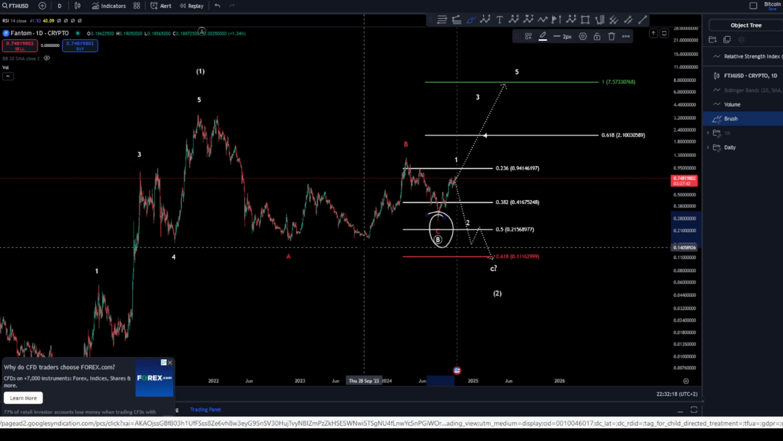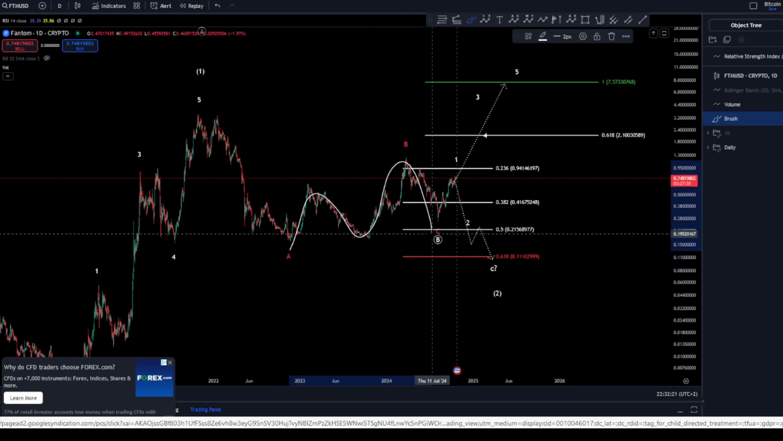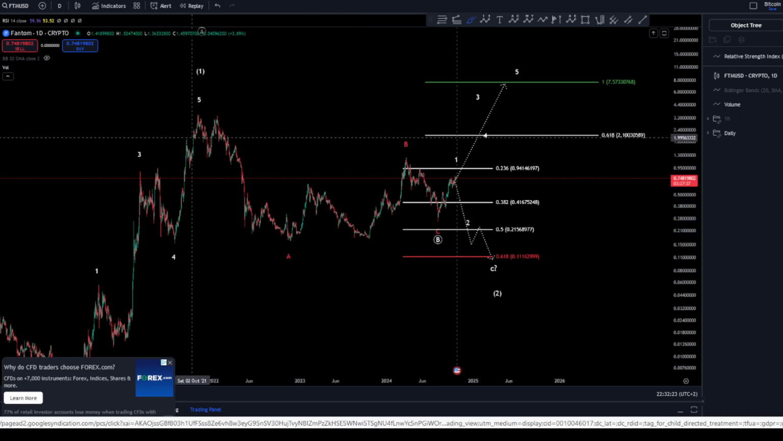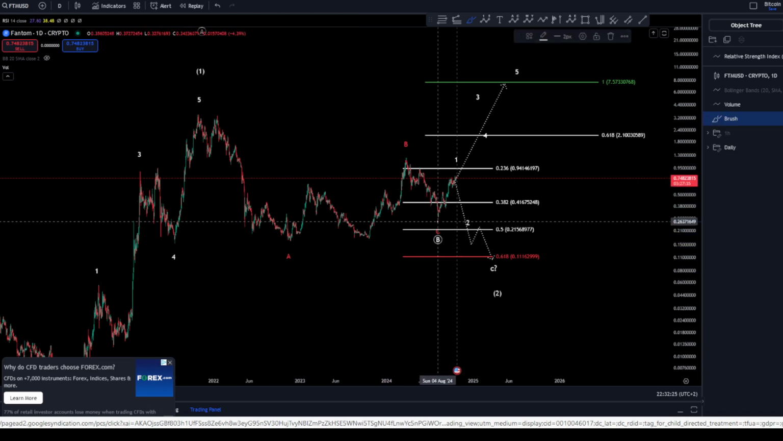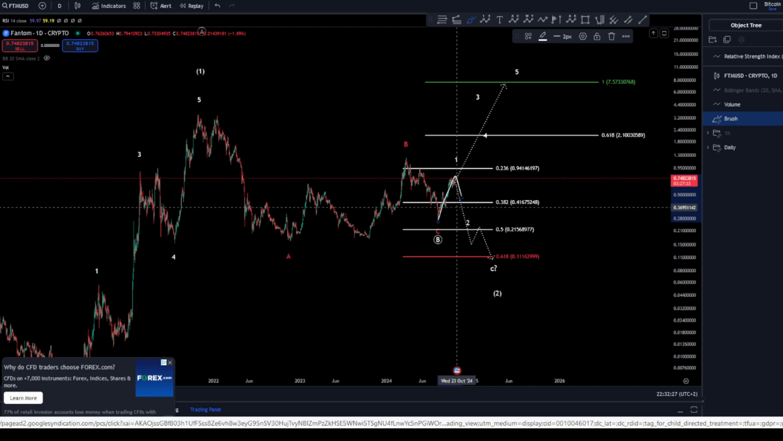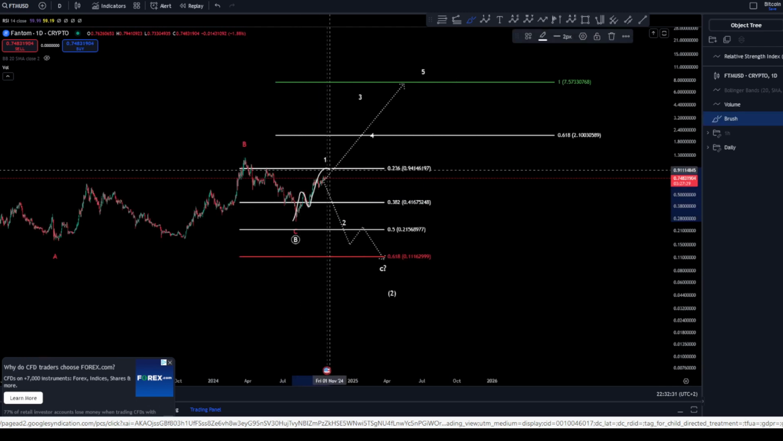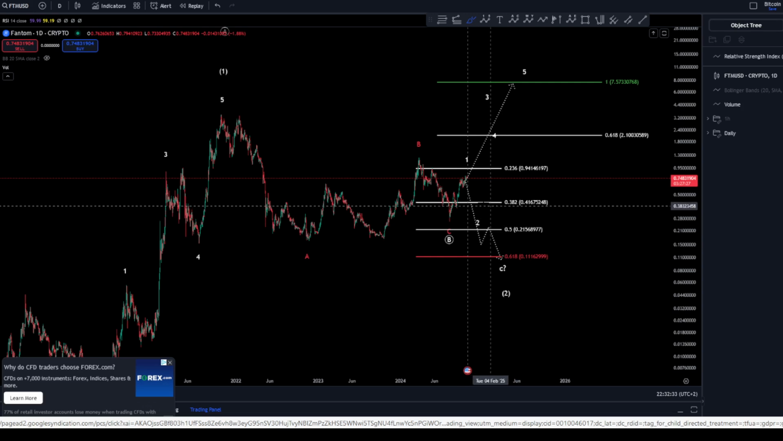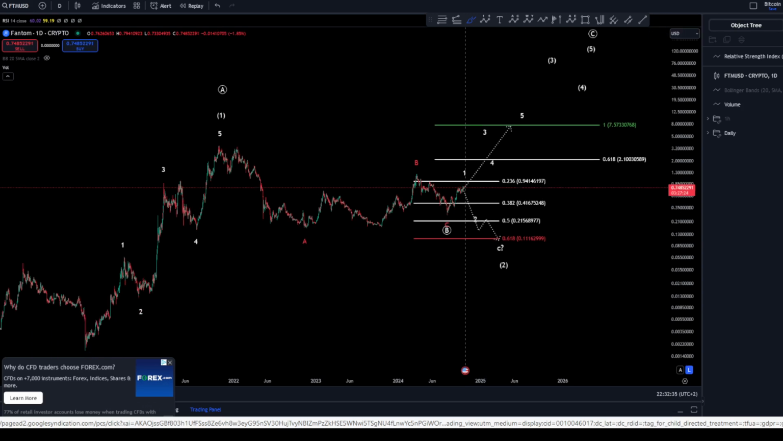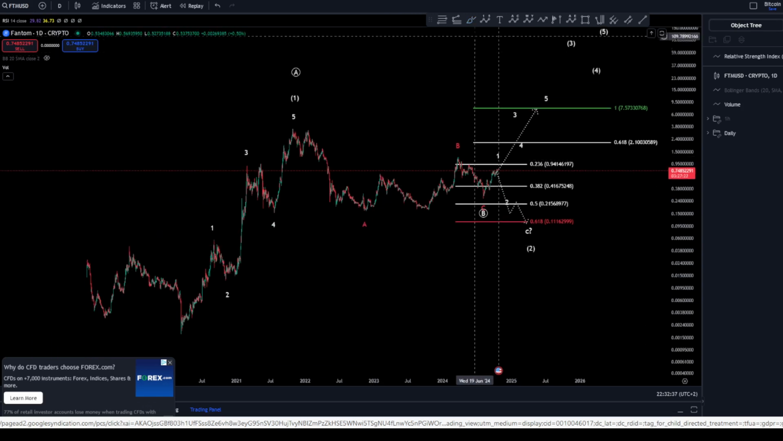Therefore, your wave C or B has ended here in A, B, and C, right? So we have to count starting from here for our impulse, where we are potentially looking for 1, 2, 3, 4, and a 5 towards the upside. This is your bullish scenario if you are looking for higher prices.